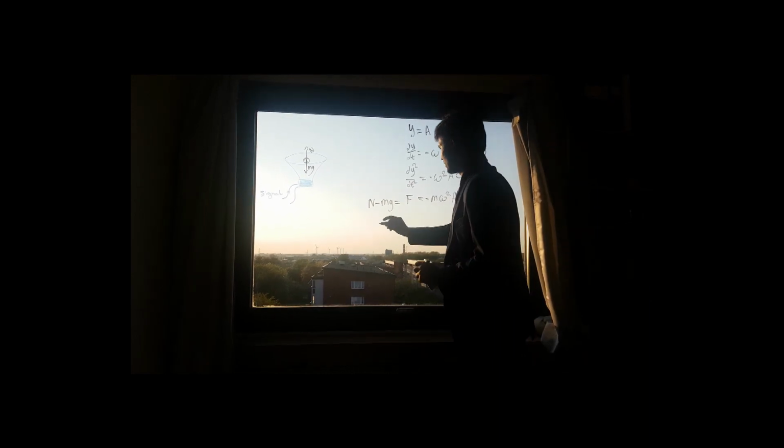We shall also make an observation that when cosine omega t is equal to exactly 1, there exists a critical frequency for all amplitudes and for all masses such that the normal force acting on it is 0. So now let's set that condition and solve for g.